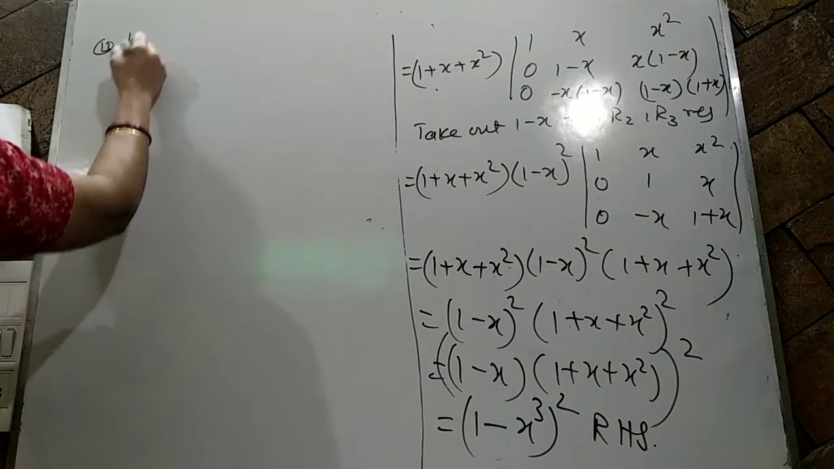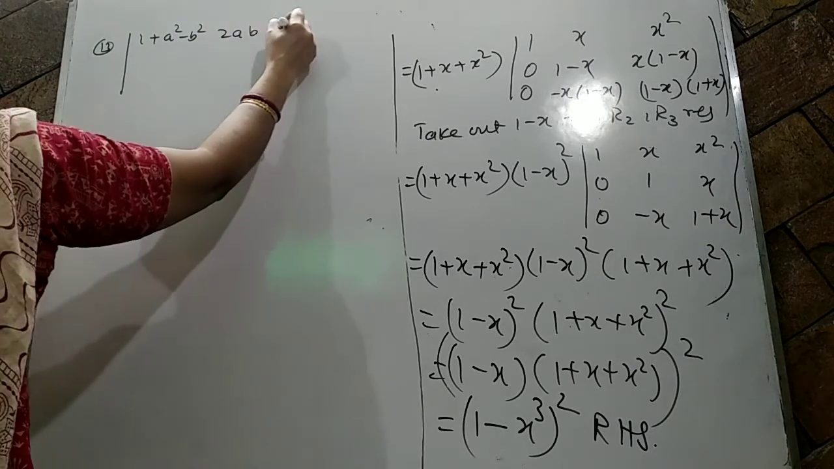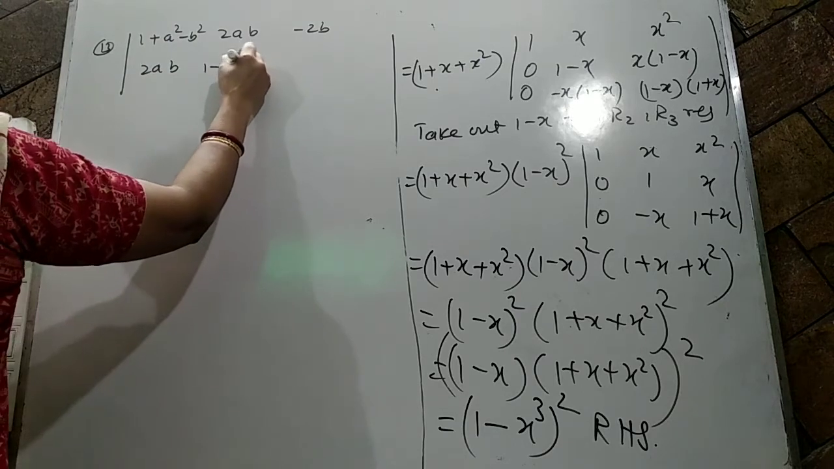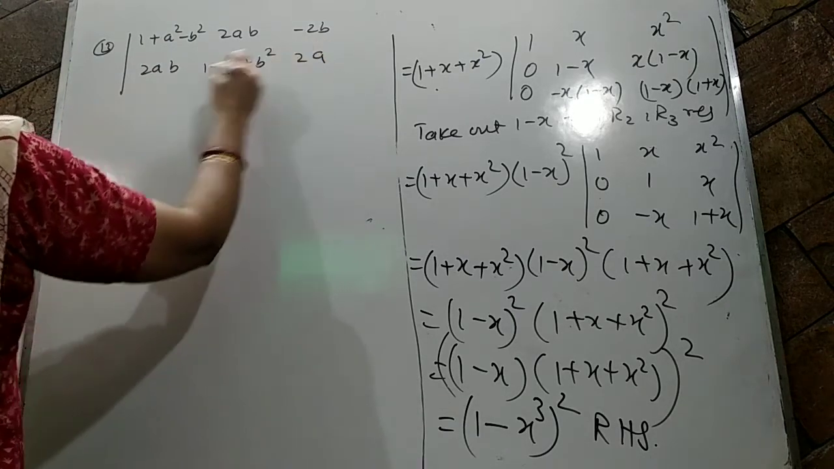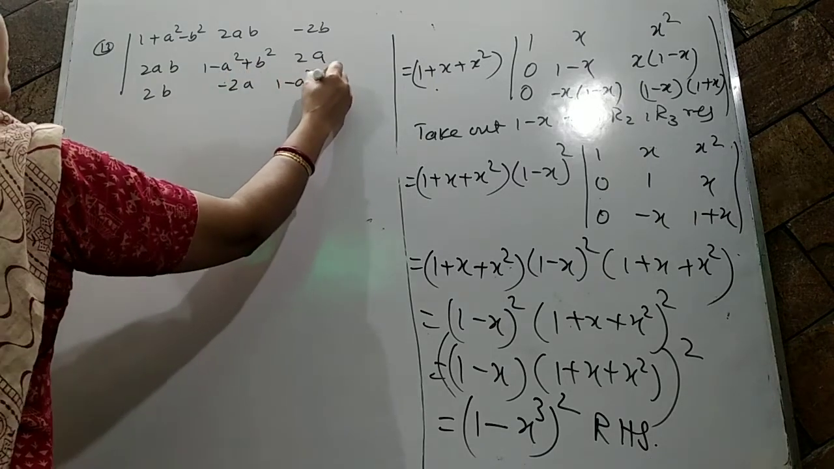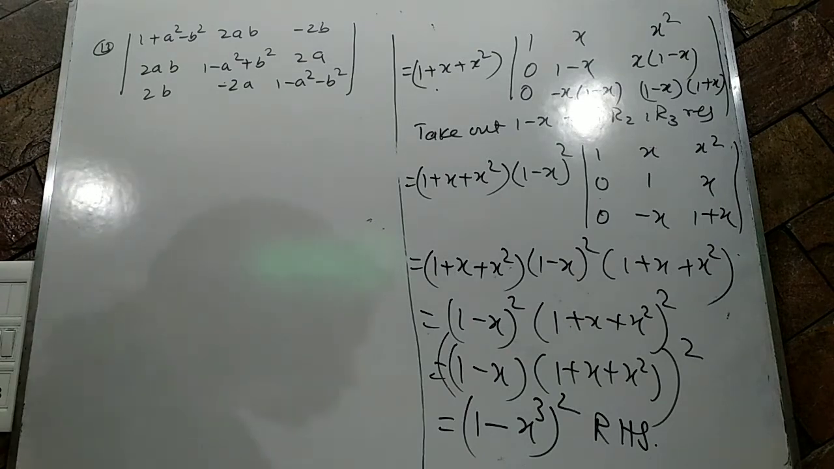Now, the determinant with rows: 1 plus a square minus b square, 2ab, minus 2b; 2ab, 1 minus a square plus b square, 2a; 2b, minus 2a, 1 minus a square minus b square; equals 1 plus a square plus b square, the whole cube. This is also one of the repeated questions, beta.